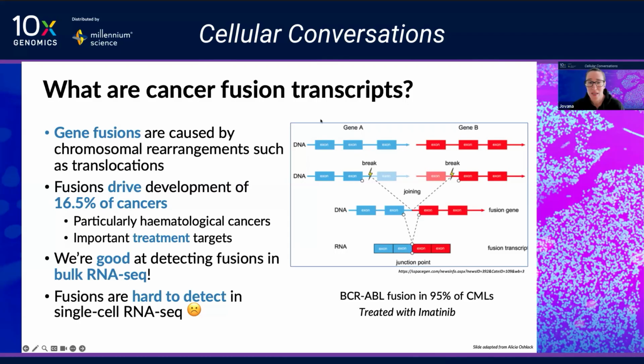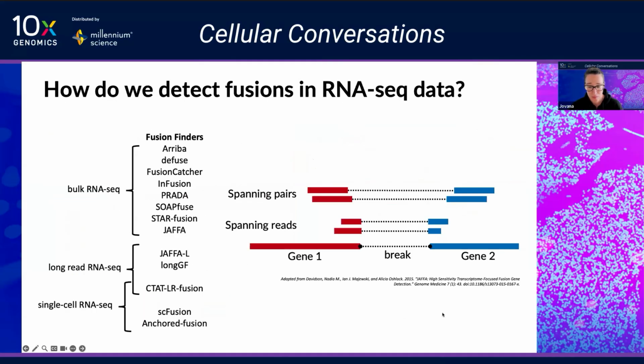Basically, cancer gene fusions are caused by chromosomal rearrangements, such as translocation, and the canonical fusion happens when you get breaks in the DNA, usually at introns, that cause rearrangement and fusion of the DNA. These fusion genes can then be expressed as RNA transcripts. The classic example of this is the BCR-ABL fusion, which is present in 95% of CMLs. It's an important treatment target treated with imatinib.